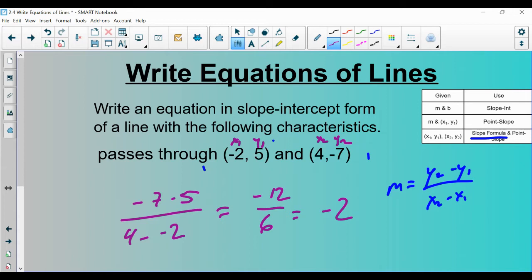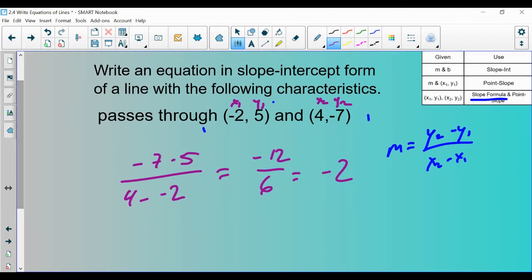So what I come up with is a slope of negative 2. Now, when I have to write my equation, we were using point slope form to do that, and now I have 2 points. And it doesn't actually matter which point you use. I'll use this first one here.